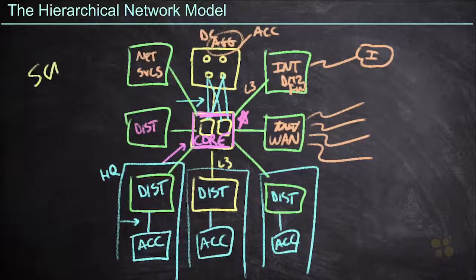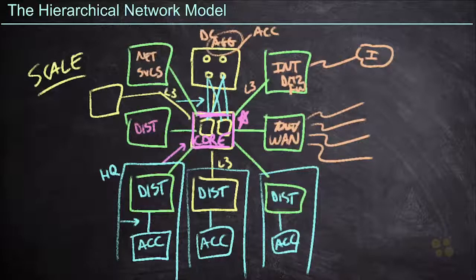So as we continue to scale out this network, we see that this is actually pretty simple to do. If I need a new network block, whatever that is, whether it's a distribution or an aggregation or an internet block or a WAN block, regardless, I do the exact same thing. I connect it into the core at layer 3, and I build it out as I need within that block.